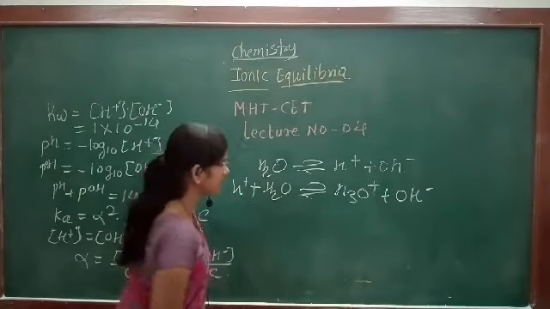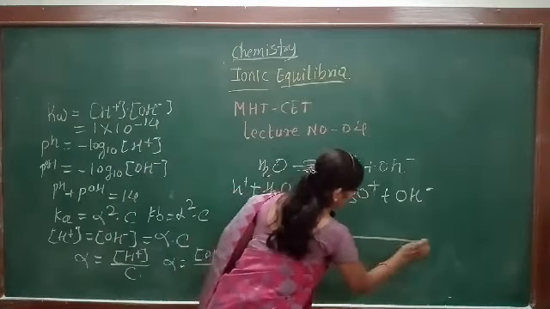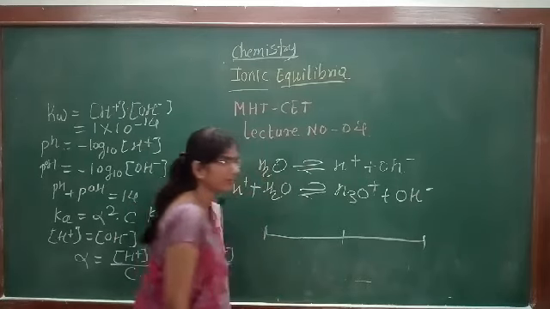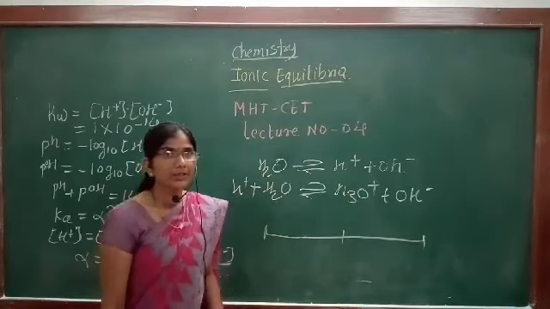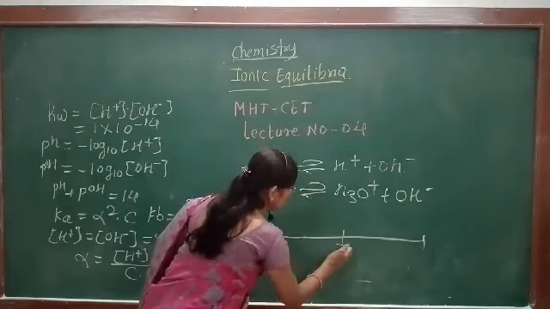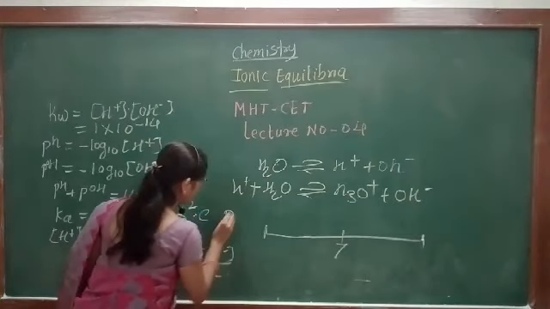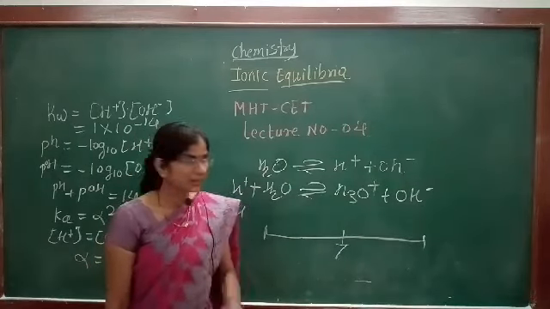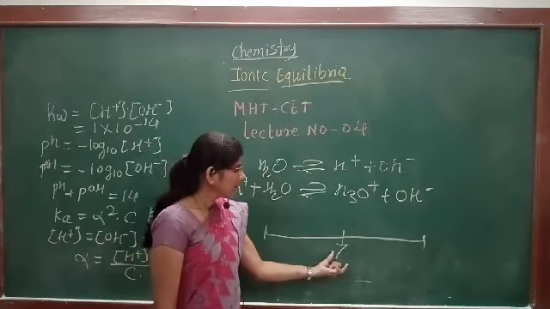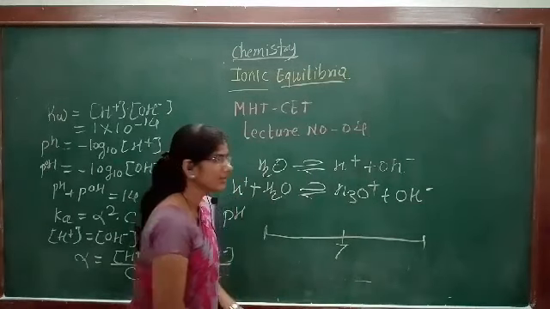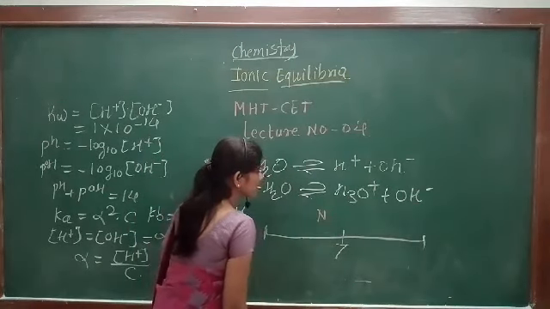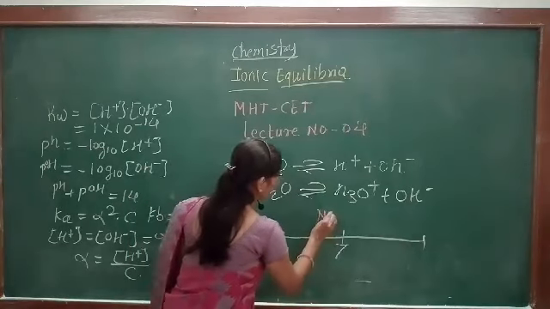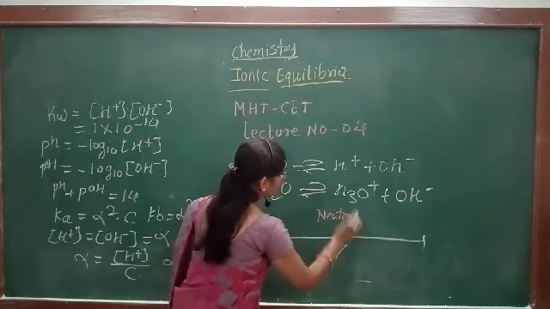We all know about the pH scale. In that pH scale, if the pH of the solution is 7, remember, this is the pH scale, not the pOH scale, then what is the type of solution? It is neutral.